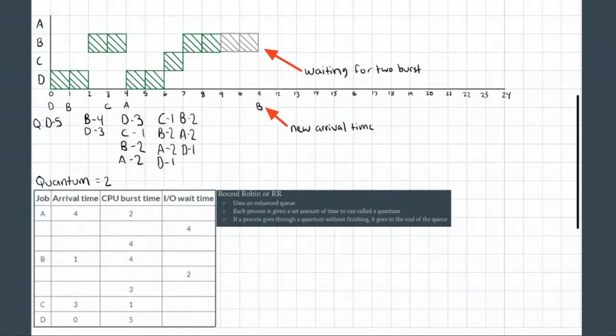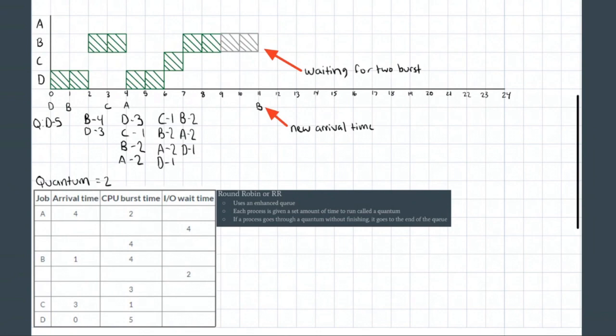And now, since B already ran for 4 times, it now has a wait time of 2. And so we showed that with the gray lines and showed that the new arrival time for B will be at time 11. So it doesn't get put automatically at the end of the queue, it will be removed until time 11.